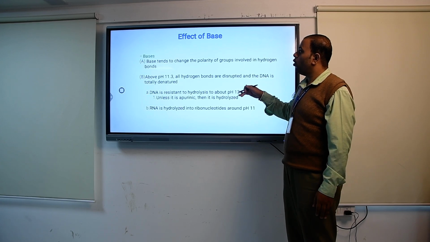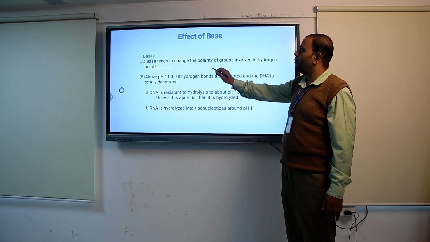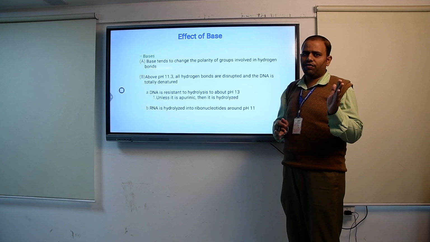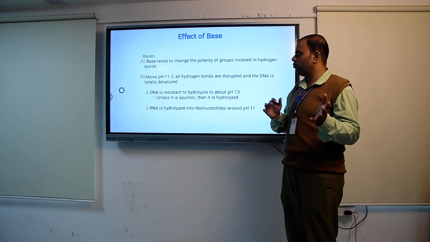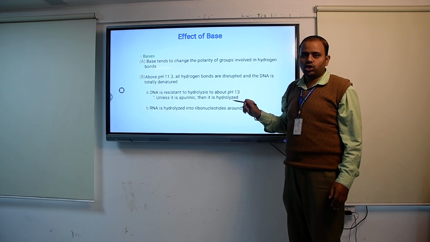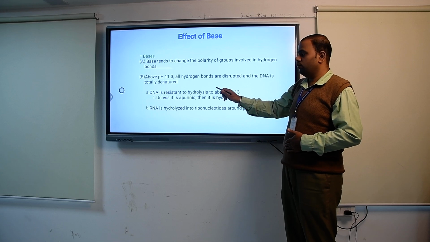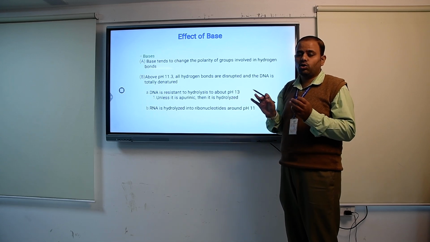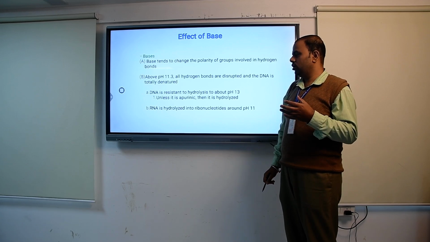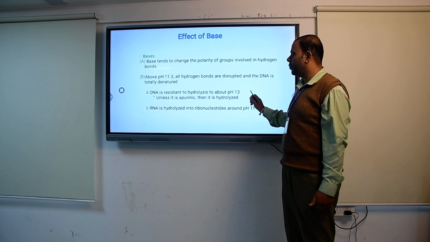Now when the pH is basic, what is the effect? The base tends to change the polarity. Regularly you know the DNA has 5' to 3' polarity and 3' to 5'. This polarity changes above pH 11. All hydrogen bonds present in the DNA are disrupted. But generally the DNA is resistant to basic nature until and unless it is apurinic, or the nitrogen base is removed from it. Then only the base affects the DNA.